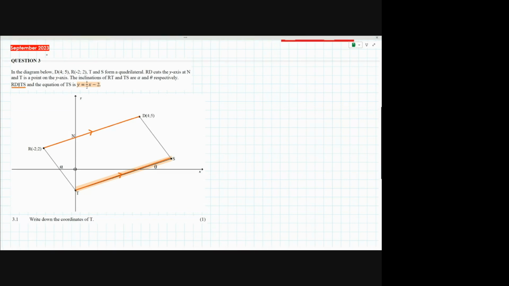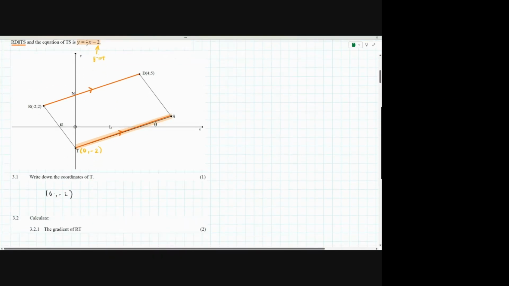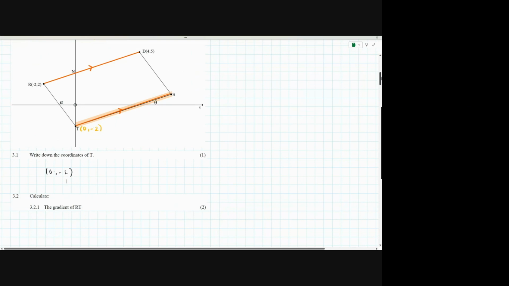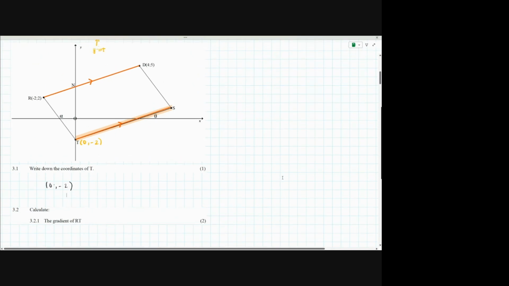Okay, so the first question, like I say, is write down the coordinates of point T. Because we have this equation of our line TS, we immediately know what that coordinate is. This negative 2 is our y-intercept. T is very clearly our y-intercept, so we know that this is at (0; -2). So literally no thought required, (0; -2), 1 mark. Sorry, my cats are having a time. 1 mark, we're done. I've said this before, so you know this. I like to fill in information on my diagram as I go along. So I've put the coordinate there for T. I have it. I can now use it.